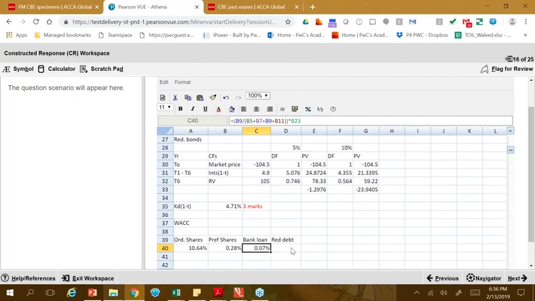And finally, the redeemable debt, which is in B11, over B5, B7, B9, B11 into the cost of debt. The cost of debt here is B35, and this will give us our redeemable debt calculation. So B11 over the entire capital into the cost of debt of redeemable debt, B35.